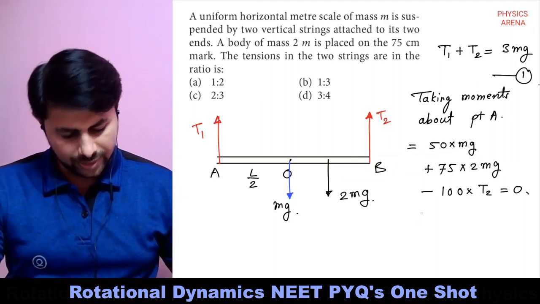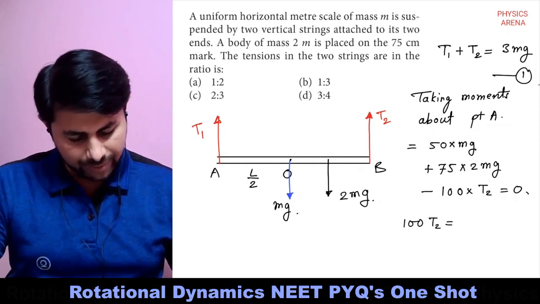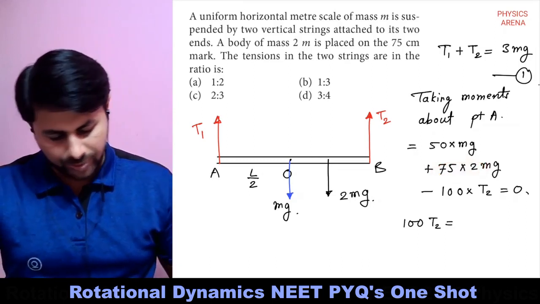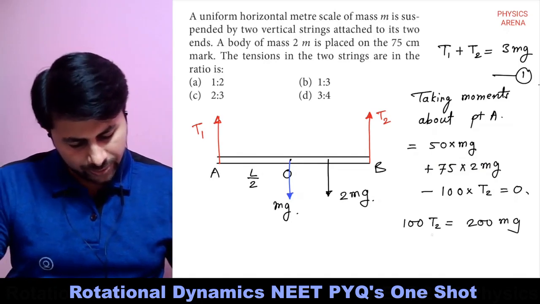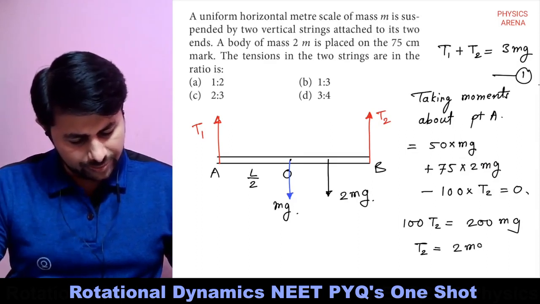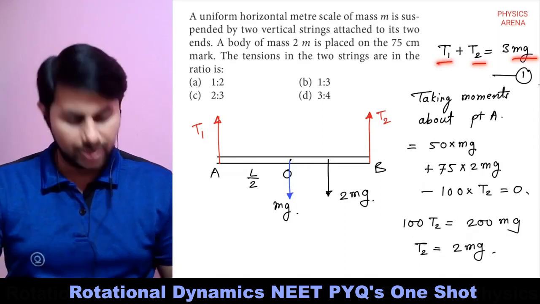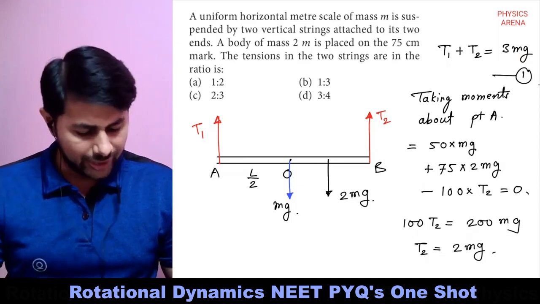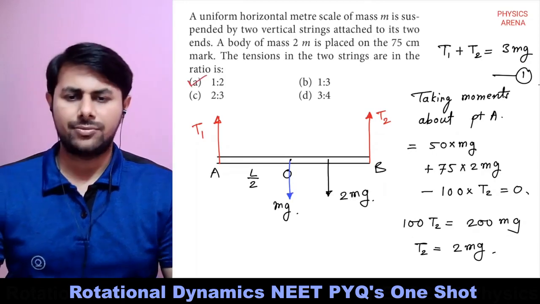So we can say that 100 T2 is equal to 50 mg plus how much is this? 75 times 2, 150. Okay, so 50 plus 150, 200 mg, and therefore we can say T2 is equal to what? It is just 2 mg. Okay, and since T1 plus T2 is 3 mg, T1 would be equal to 1 mg. So T1 is 1 mg and T2 is 2 mg. What's the ratio? 1 is to 2 is the ratio.